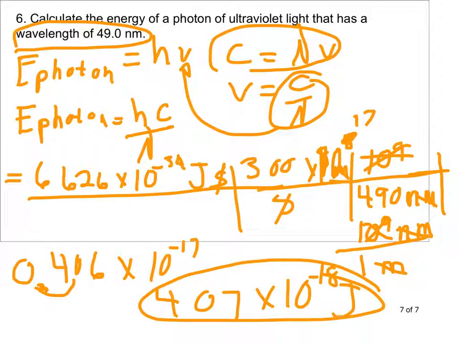Remember, if you're talking about the energy of a photon or energy of a quantum, your energies should always be really, really small numbers. So there's a little bit of calculations. You need to be able to do calculations like this as we move into our quiz at the end of the chapter. So that's it for now.